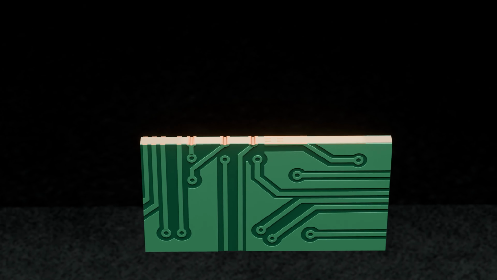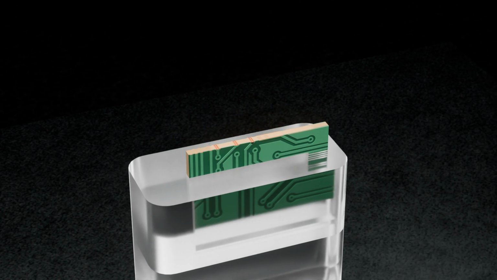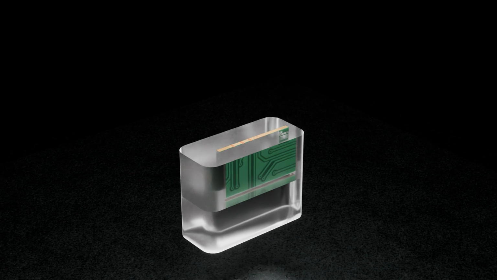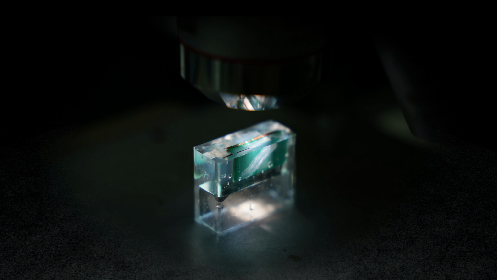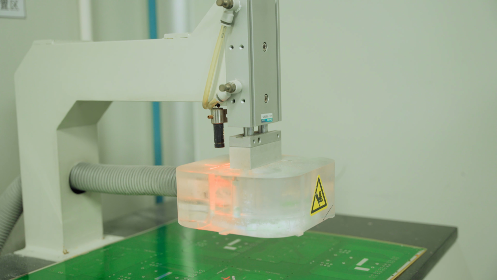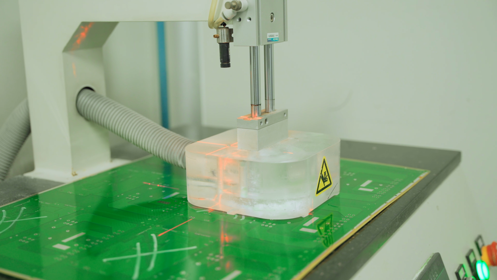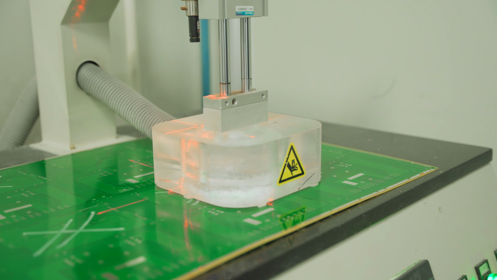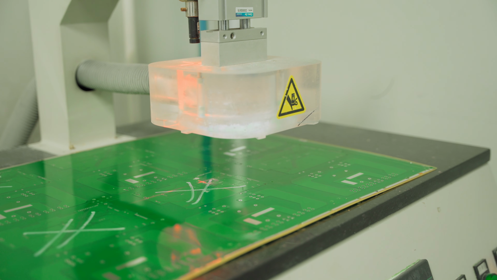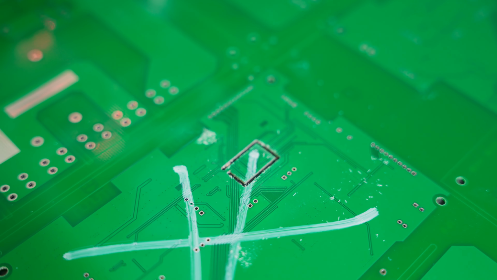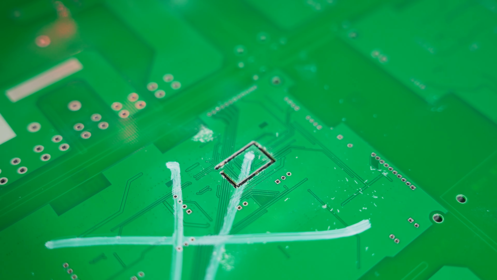In high-reliability industries like automotive, medical, aerospace, and telecommunications, it's not optional, it's essential. Here's how it's done step by step. First, we carefully cut a test coupon or target section from the production panel using a precision saw. The sample must capture the exact features we want to inspect, usually plated through holes.